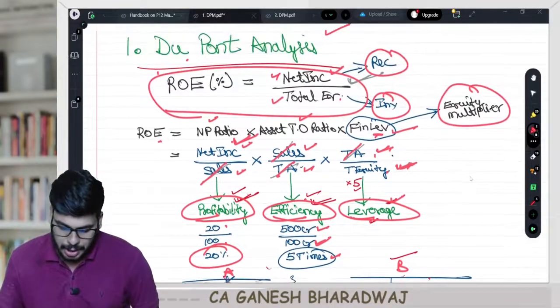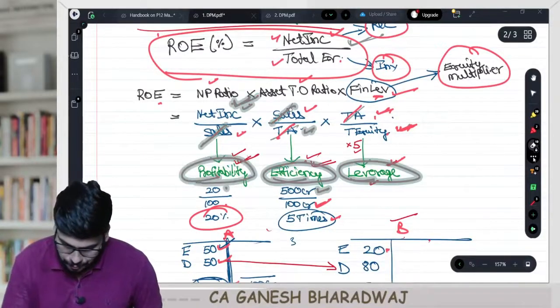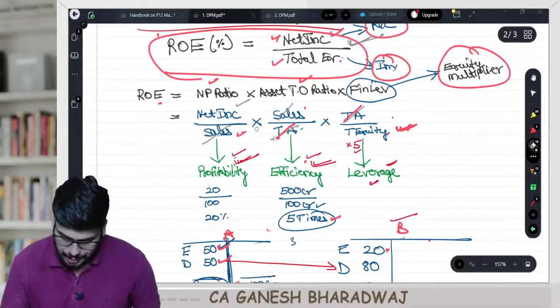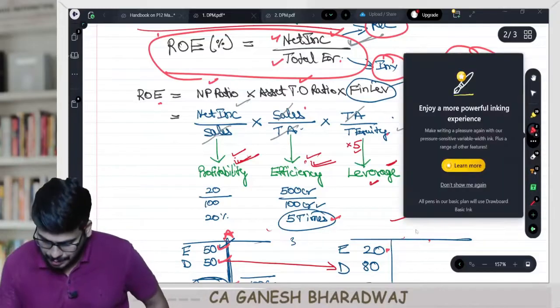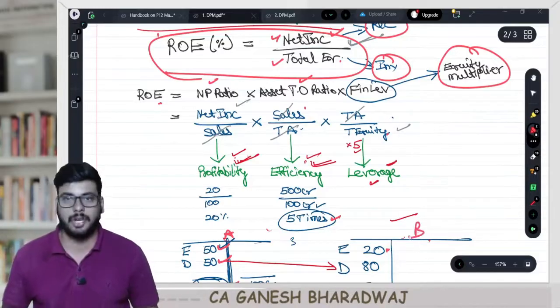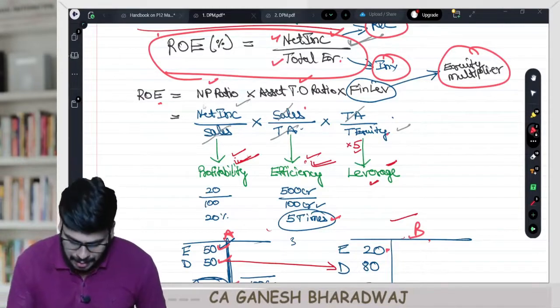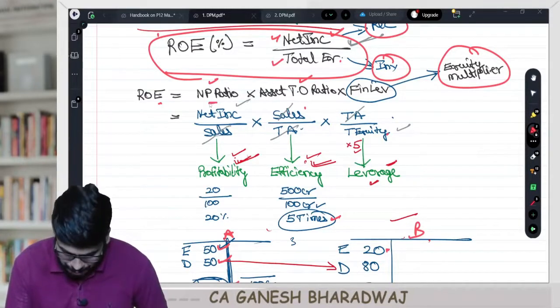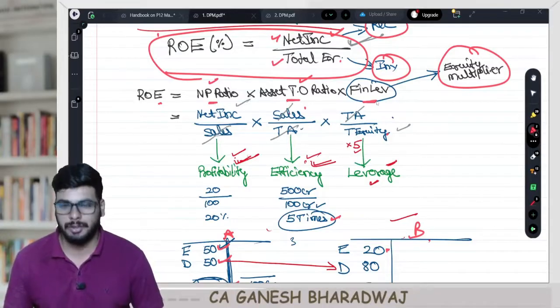Wait. Now, what happens here is, this is where DuPont analysis becomes really, really helpful for us. We just saw that the return on equity is nothing but the multiplication of your net profit ratio, your asset turnover ratio, and your financial leverage. Are you clear with this?